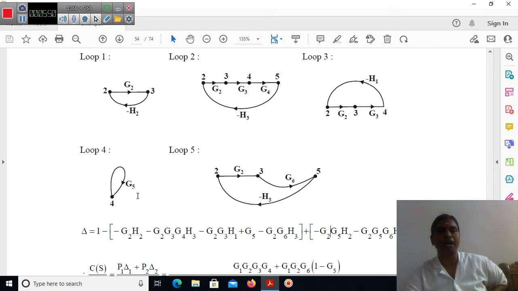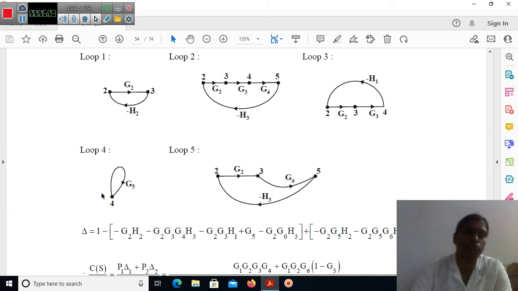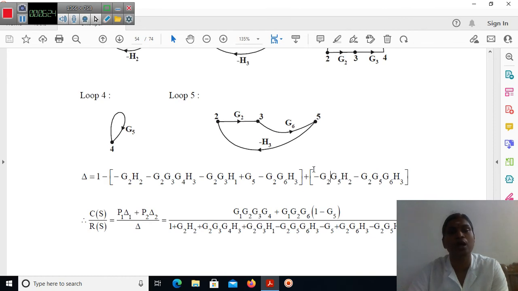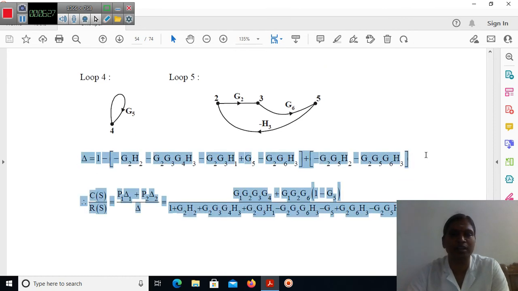G5 and G6 minus H3. Here, for loops 4 and 5, there is no overlapping, there is no touching. The fourth point is not there in loop 5, and loop 4 is only the fourth point. So we consider it as a two non-touching loop. In this problem 5 individual loops are there and also two non-touching loops. Loop 1 and loop 4 is one non-touching pair, and loop 4 and loop 5 is one more non-touching pair. Finally we have to find out the delta value.